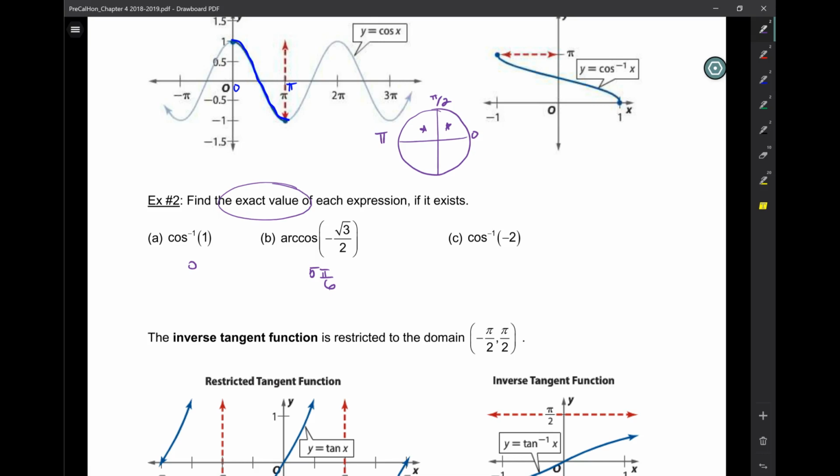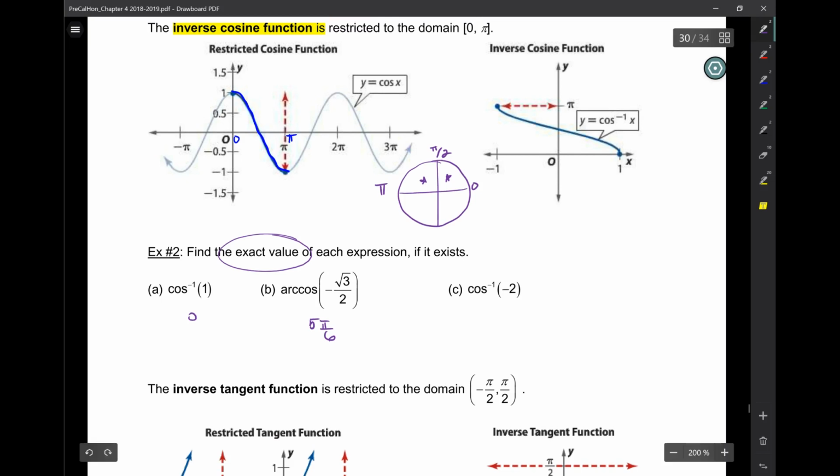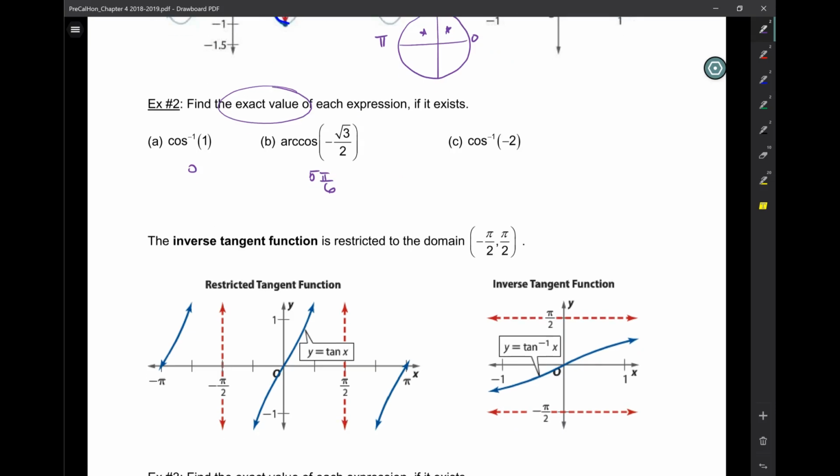What if somebody said 7 pi over 6? 7 pi over 6 is right here. That's outside its domain. It doesn't work. Okay? There's only one possible answer for these. Okay, let's do inverse cosine of negative 2.